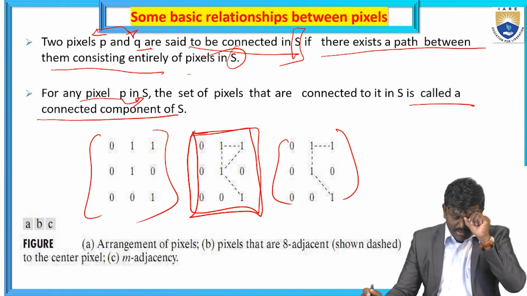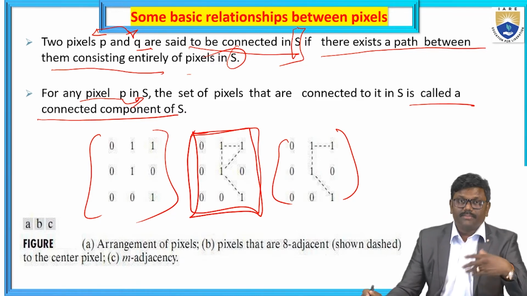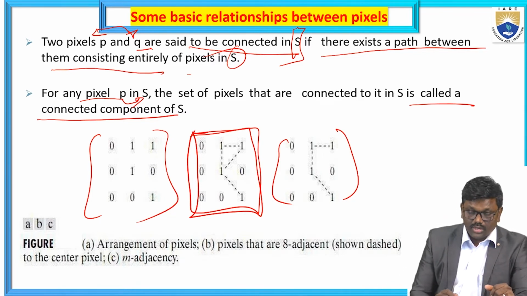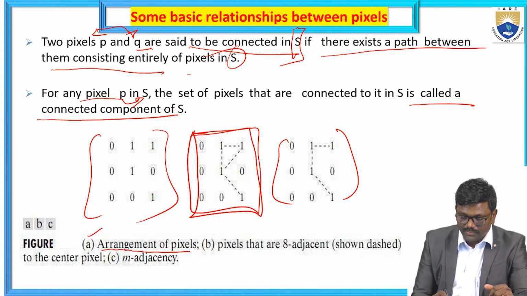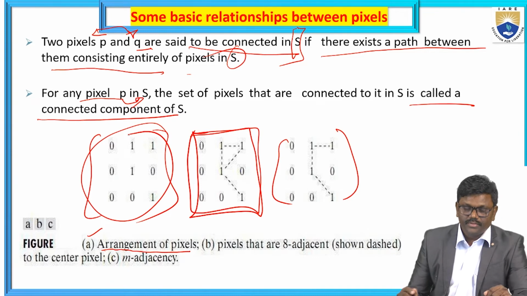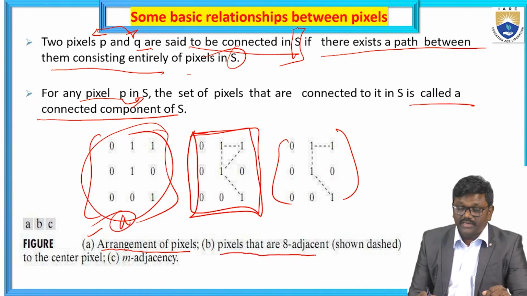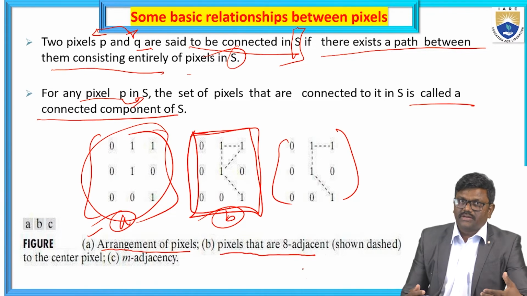You see, I am arranging the number of pixels into 3 categories. Number 1, A, is the arrangement of the pixels here. This is the A part. Next, number 2, pixels that are 8 adjacency. We want to understand 8 adjacency. That is the B part. Okay, we'll go in detail to understand each one.